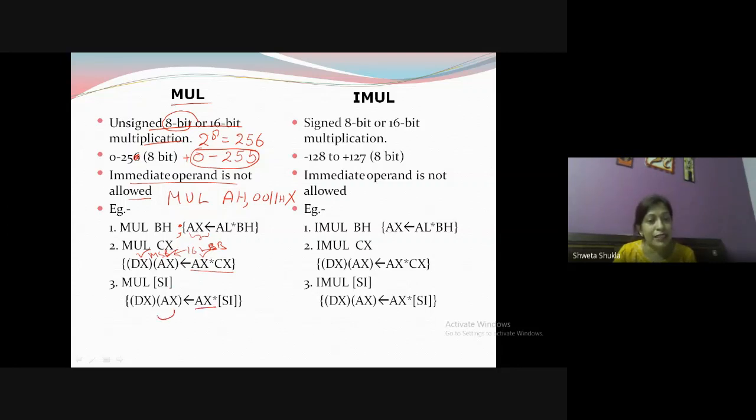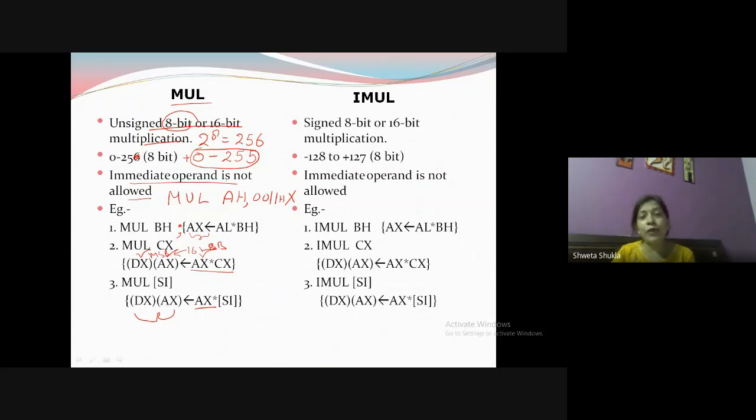And similarly, you can save that in the DX and AX registers. It is just similar. You have to remember one thing: if you are doing it for 8-bit, you can save it in the AX register, but if you are doing the multiplication for 16-bit, 16 times 16 will become 32 bits, and you need two registers to save that particular answer.